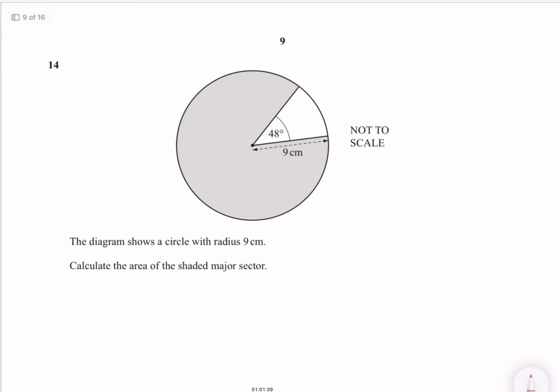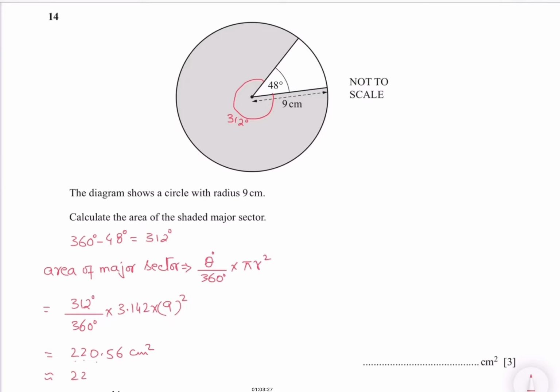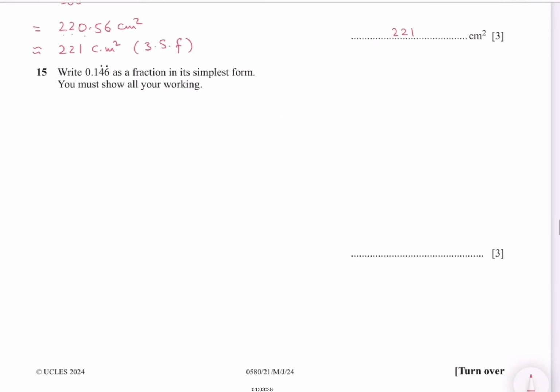So you subtract 48 from 360 to get the angle of the major sector, 312. Now area of major sector equals theta over 360 into pi r square. So theta is 312 over 360 into 3.142 into 9 square. Solve it with the help of calculator. You get the value and write it up to 3SF to 21.